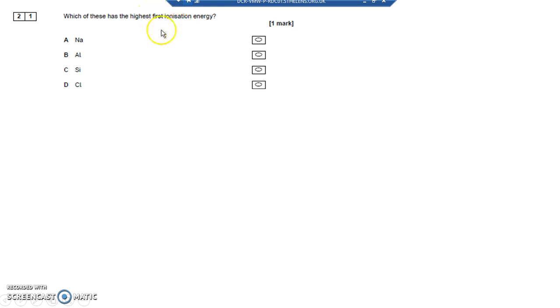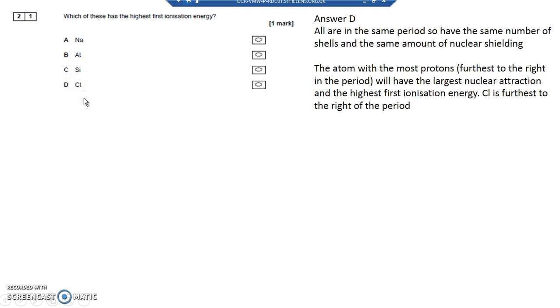Which has the highest first ionization energy? They're all in the same period. Na, Al, Si and Cl are all in period 3, so they've all got 3 shells and the same amount of shielding. As you go left to right across the period, they have more and more protons and a greater nuclear charge. With a greater nuclear charge, it needs more energy to remove a mole of electrons from a mole of gaseous atoms. So your answer will be the one furthest to the right with the greatest nuclear charge, which is D.